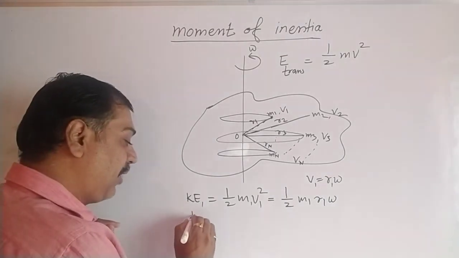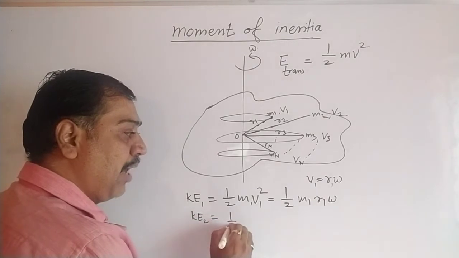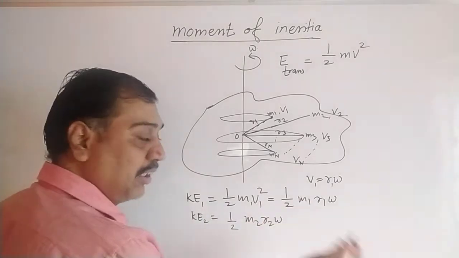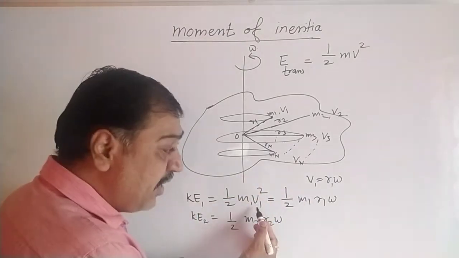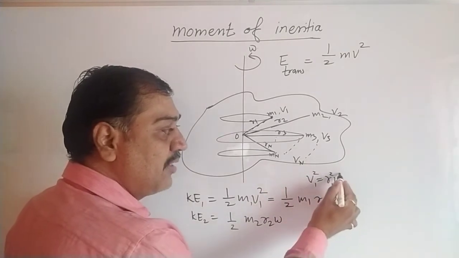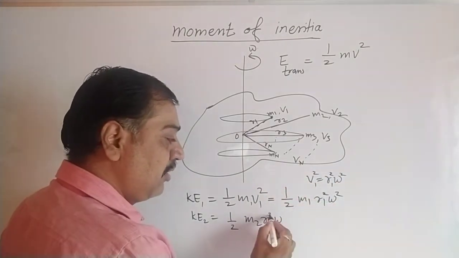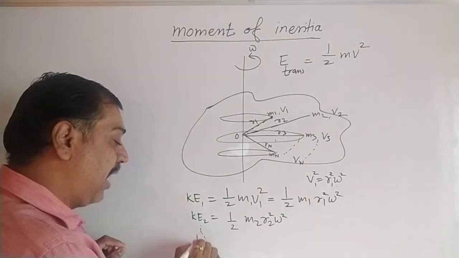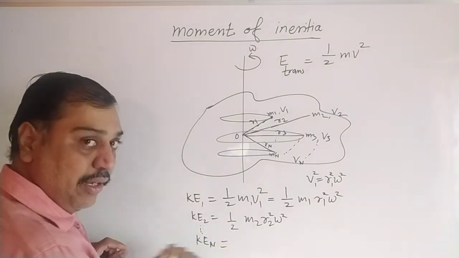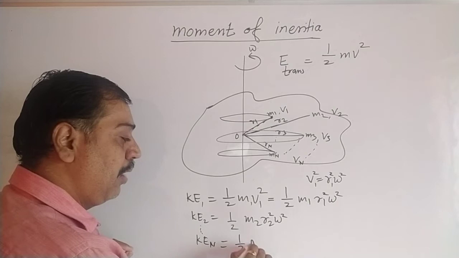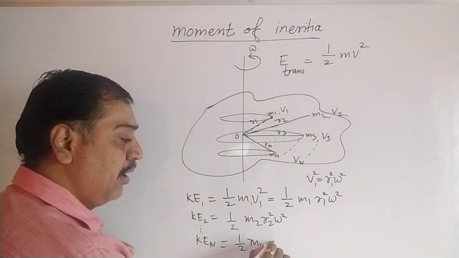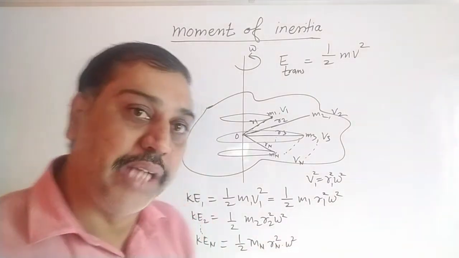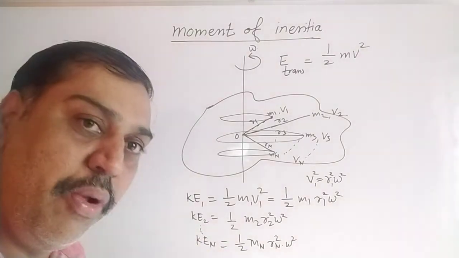Similarly, what is the kinetic energy of the second particle? KE2, 1 by 2, directly I will write m2 r2 omega. Just one little modification: it is v square. So v1 square equal to r1 square omega square, so these must be the square terms. Okay, let's go for third, fourth and so on up to nth. Directly I will write the nth. The kinetic energy of the nth particle is equal to 1 by 2 mn rn square omega square. Is that clear? So these are the kinetic energies we have written for the first particle, second particle, and so on up to the nth particle.